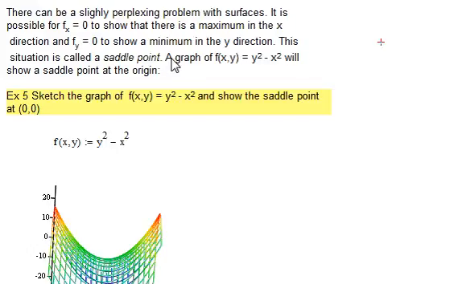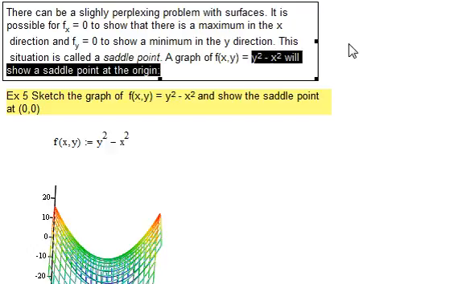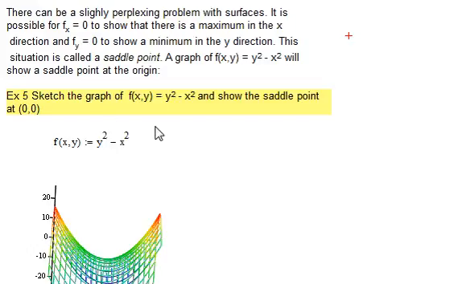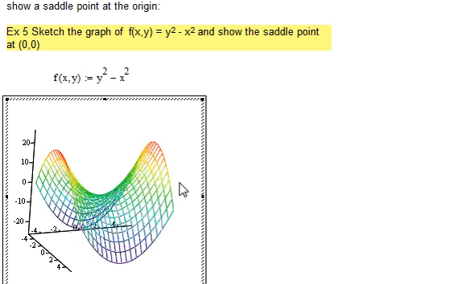So here's a classic example of a saddle point. A graph of f of x, y equals y squared minus x squared will show a saddle point at the origin, and notice the partial with respect to x is 0 there, and the partial with respect to y is 0 there. And here's a picture of it.